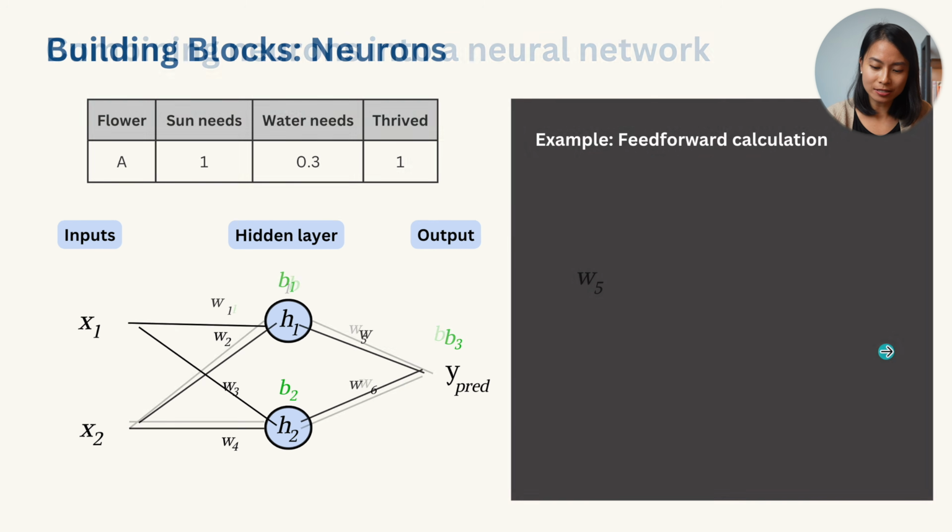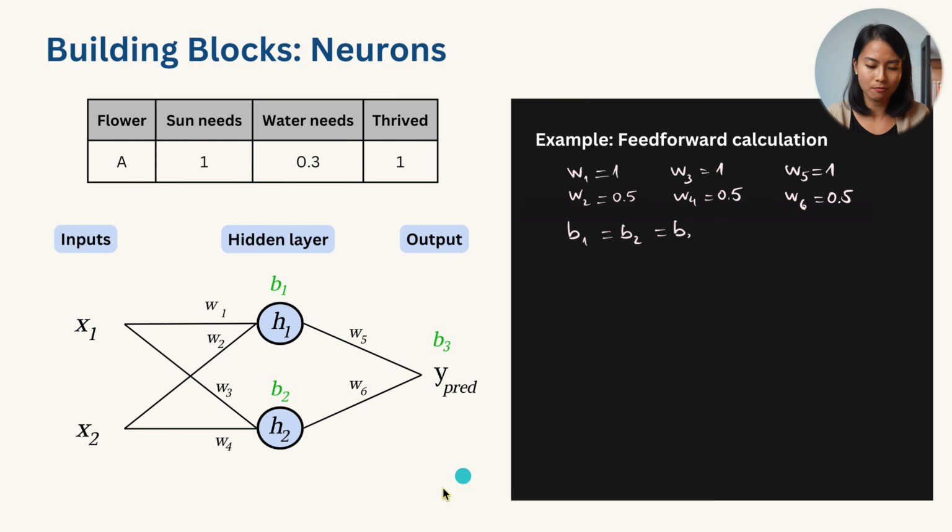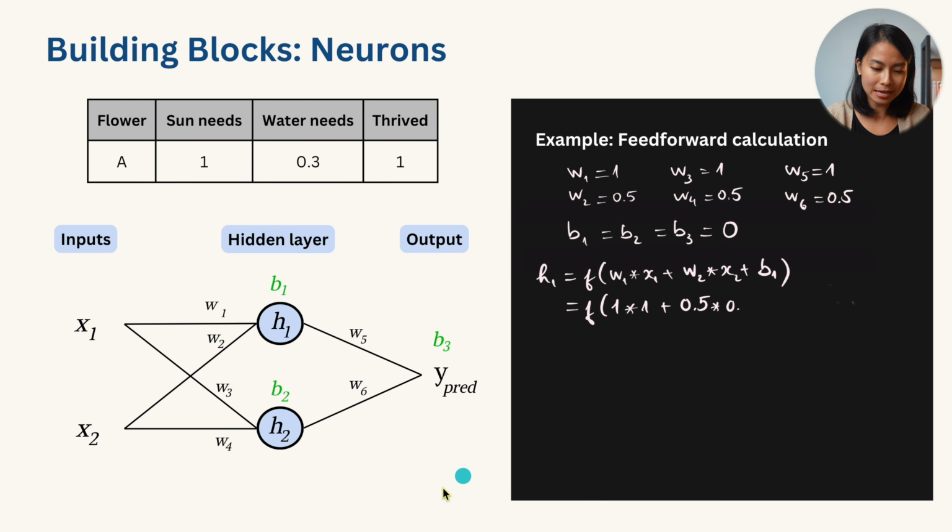Okay, now let's use this simple network with a hidden layer like this to calculate the forward pass using our flower data. We also assume all the weights look like this and the bias being 0. So what we'll have is h1 being f of w1 times x1 plus w2 times x2 plus b, and this will be equal to f of 1 times 1 plus 0.5 times 0.3 plus 0, and this again will be equal to f of 1.15, and this is again 0.7595.